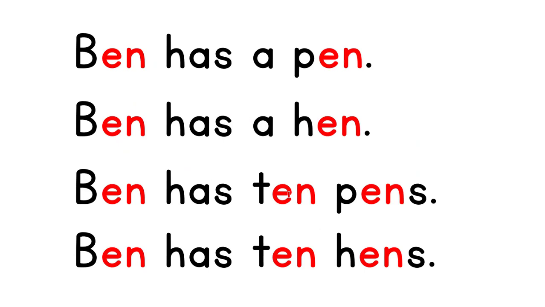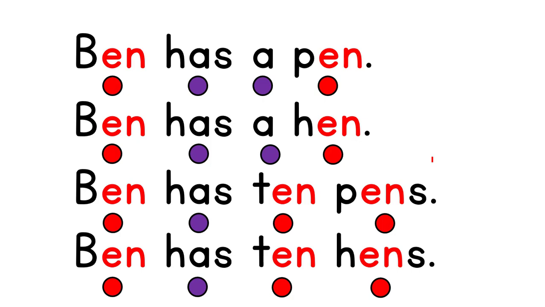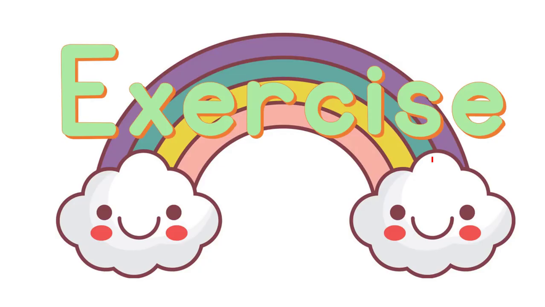Teacher is going to read one line at a time. After teacher finishes, you repeat. Line by line, okay? Are you ready? Very good. Ben has a pen. Line number two. Ben has a hen. Great job. Line number three. Ben has 10 pens. Very good. And the last line. Ben has 10 hens. Very good. Okay. So next, let's do the exercise.